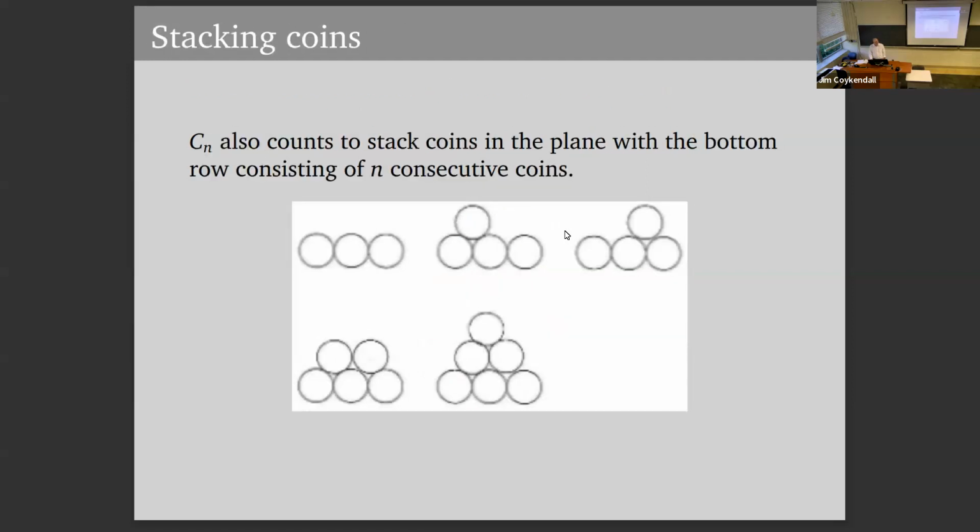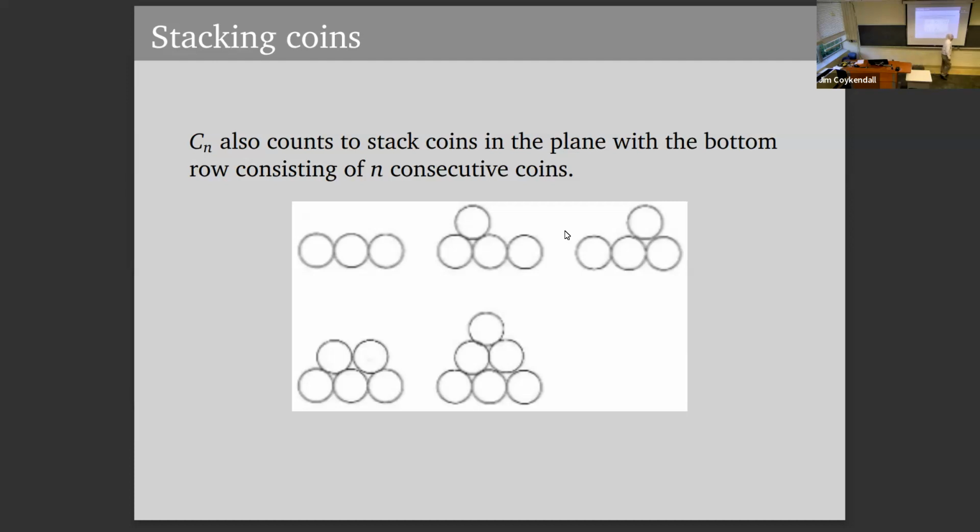Okay. Another one that I didn't know about until I found this in Stanley's book. This one is about stacking coins. The nth Catalan number also counts the ways to stack coins in the plane, with the bottom row consisting of n consecutive coins. So there are 5 ways to stack coins if you have 3 coins lined up against each other at the bottom.